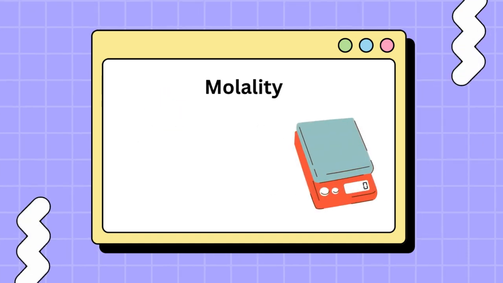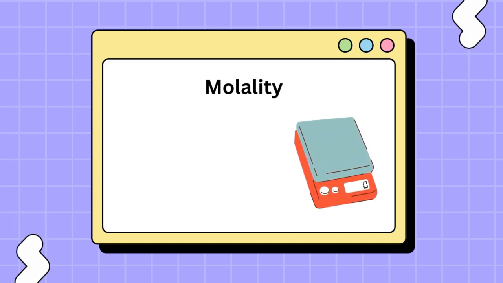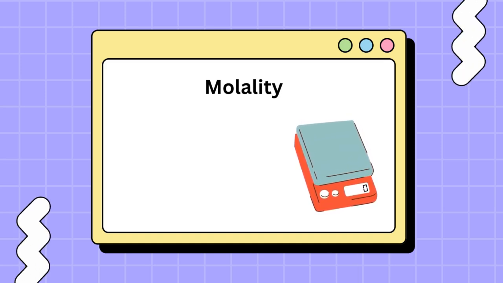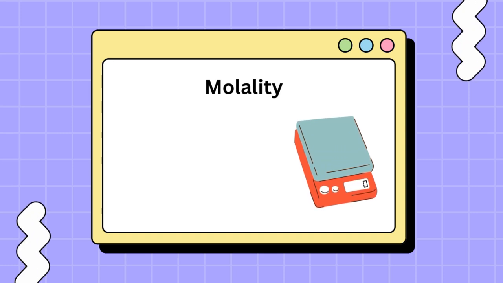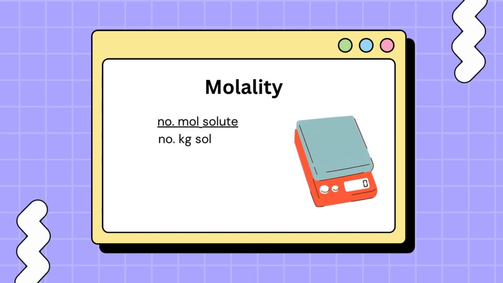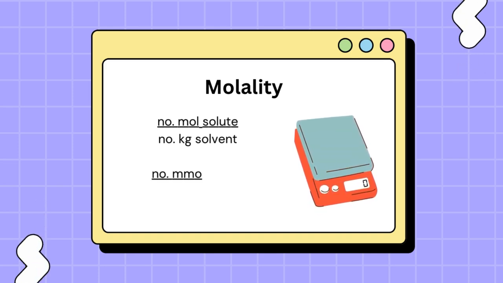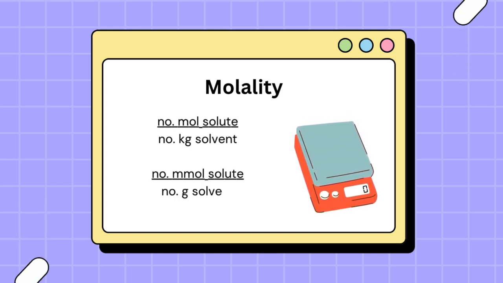Next, we have molality, which differs from molarity by focusing solely on the mass of the solvent, rather than the total volume of the solution. Its formula is molality, m, equals moles of solute divided by kilograms of solvent. It may also be represented using smaller units, millimoles of solute divided by grams of solvent.